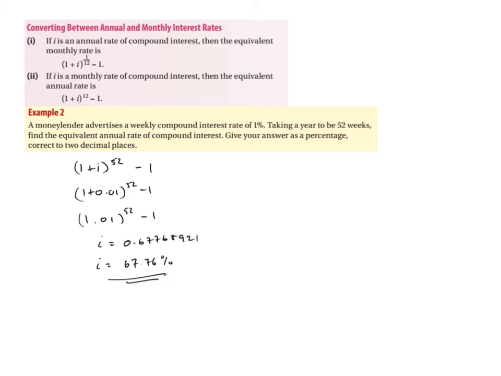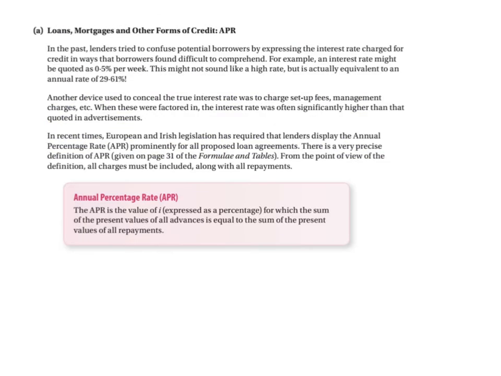So 1% compounded weekly is an annual rate of 67.76%. You might want to stop the video and give this a quick read. What has happened is that lenders try to confuse people by putting things in weekly, monthly, yearly or semi-annual interest rates. So everybody got together and decided to have what's called an annual percentage rate, which is the value of i for which the sum of the present value of all advances is equal to the sum of the present values of the repayments. That basically just means per year, per annum.